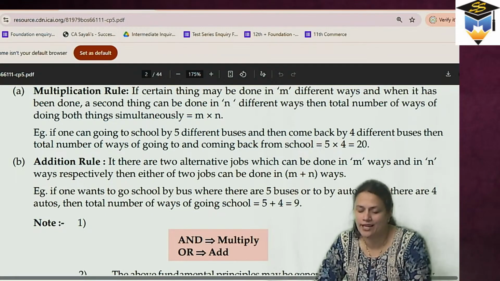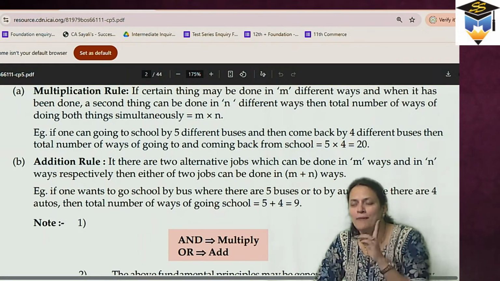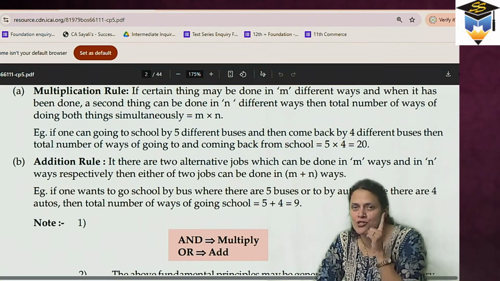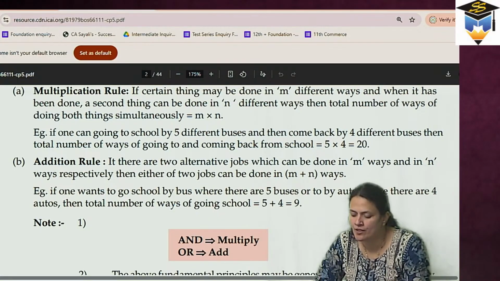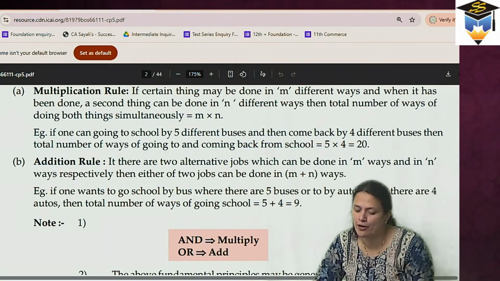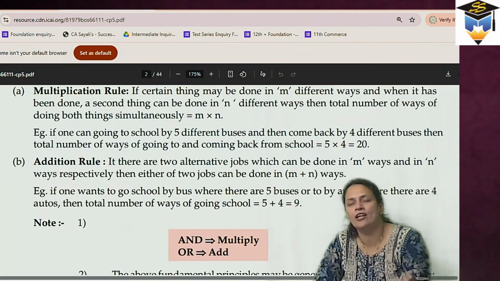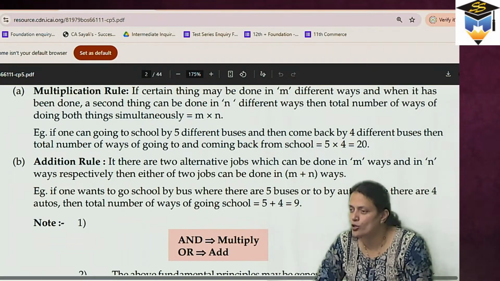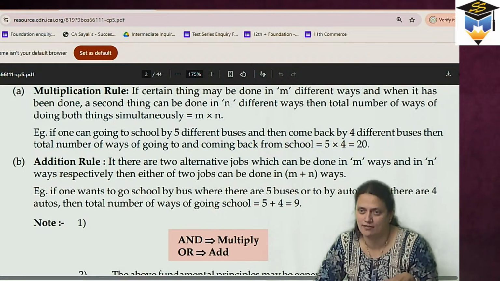If you are choosing one shirt and one pair of pants, the total number of different outfits will be 6 multiplied by 4. Why? Because you're going to wear shirt and pant together simultaneously.